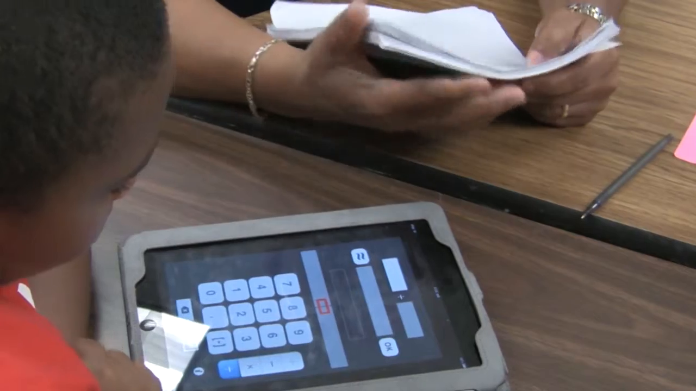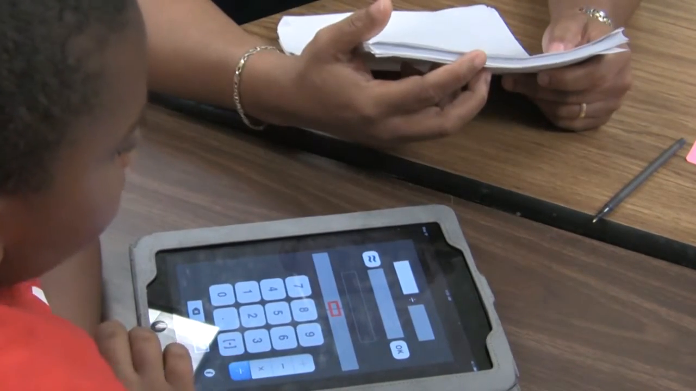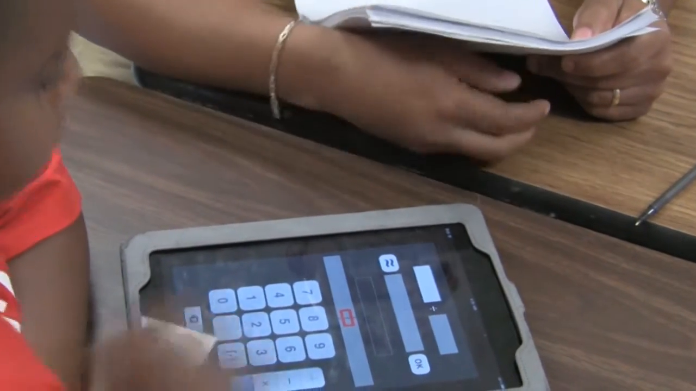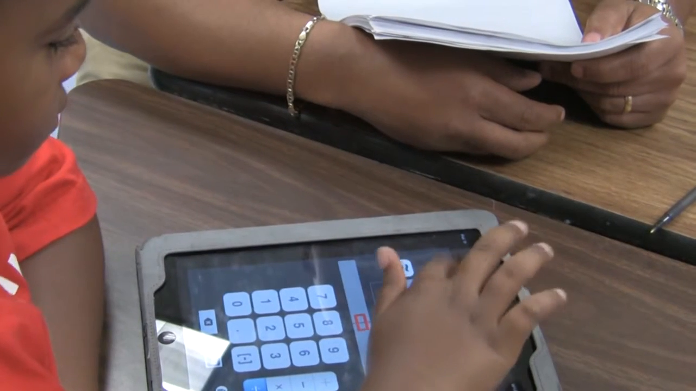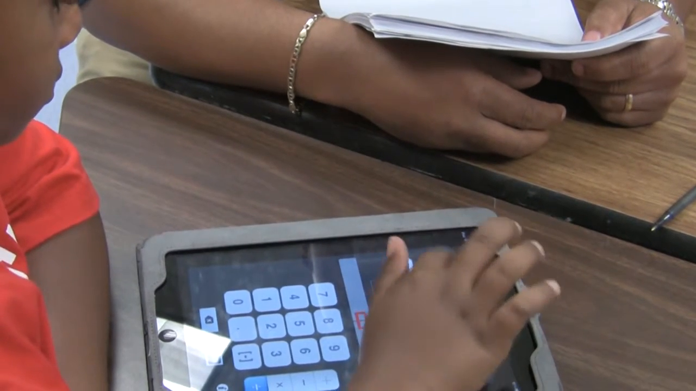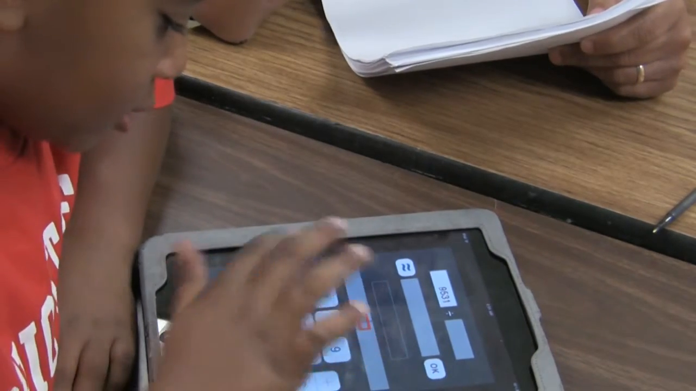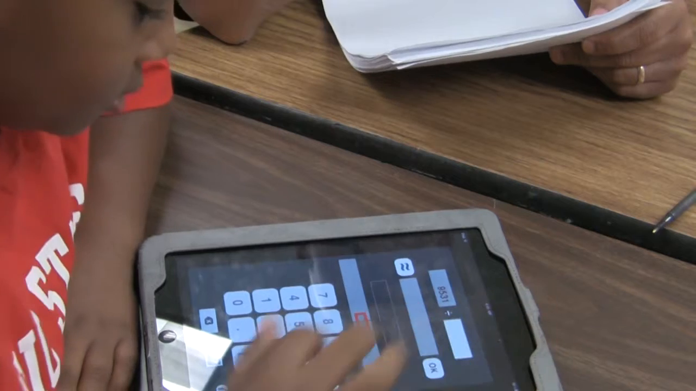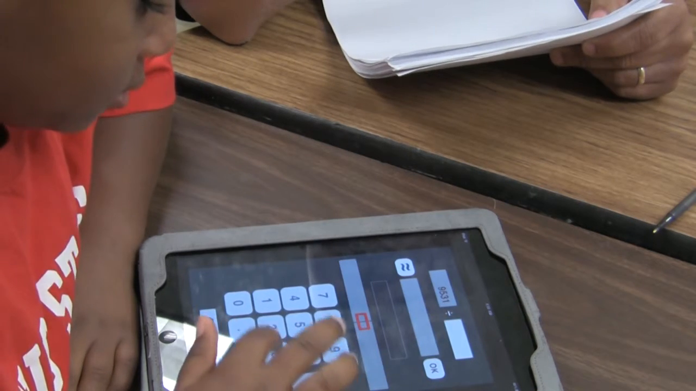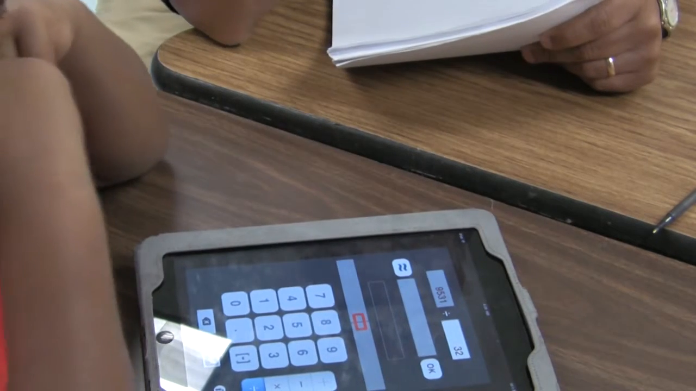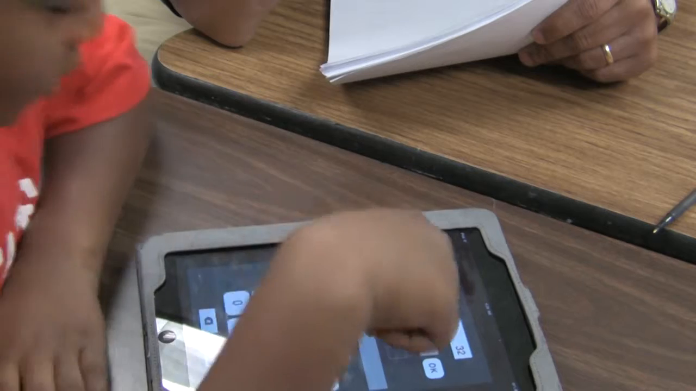The first problem is 9,531 divided by 32. Now I want you to talk out loud as you create your estimate. Can you do that for me? Okay. Just talk out loud. Tell me what you're thinking.